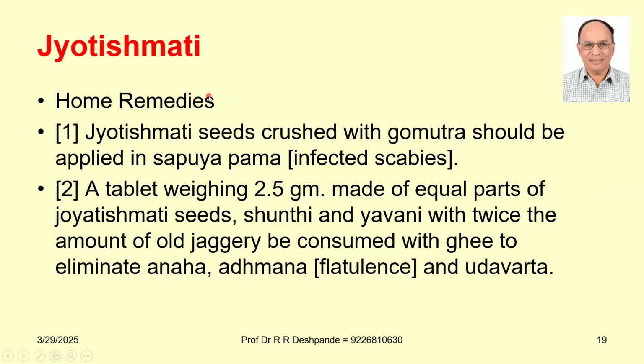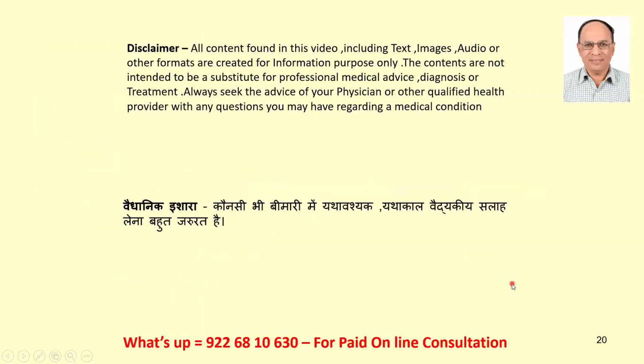Home remedies from Jyotishmati. Jyotishmati seeds crushed with cow's urine can be applied in infected scabies. A tablet weighing 2.5 grams made of equal parts of Jyotishmati seeds, dry ginger and yavani, with twice the amount of old jaggery, is to be consumed with ghee to eliminate gas in the stomach, flatulence and anti-peristaltic movements.